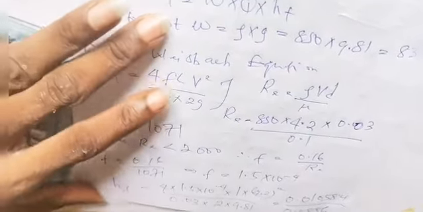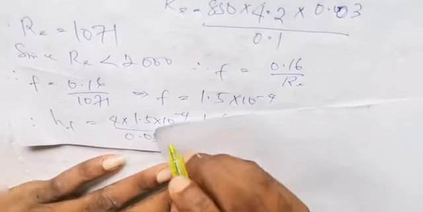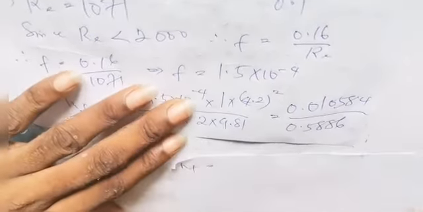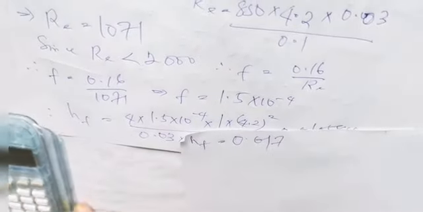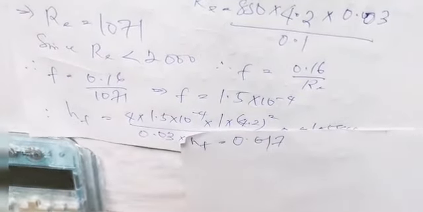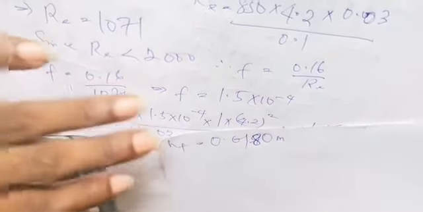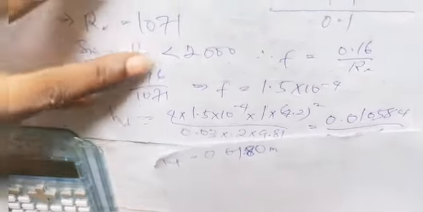Alright, so let's obtain that division now. 0.010584 divided by 0.5886. That gives us the head loss due to friction to be equal to 0.0180 in meters. This becomes the head loss due to friction. So if you have this as the head loss due to friction, we can now find the power required.